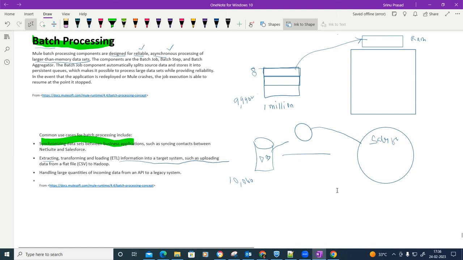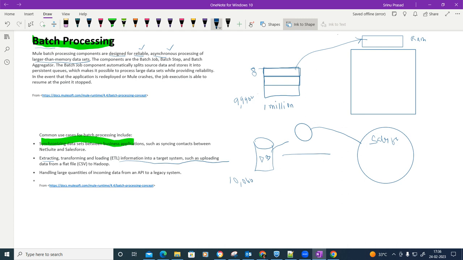In the last session, we started batch processing and discussed some introduction to it. Ideally, batch processing is intended for processing larger-than-memory data sets. That's what we discussed yesterday. If you load 1 million records into memory, it is not sufficient to process the entire records. So it's better to process them in batches, in blocks of data. That's the primary intention of batch processing.